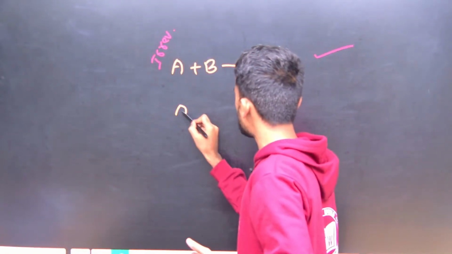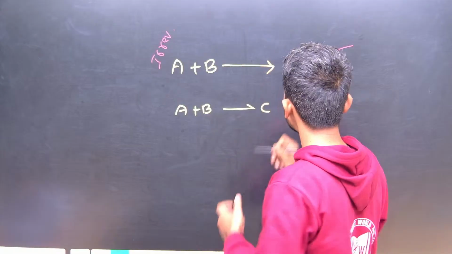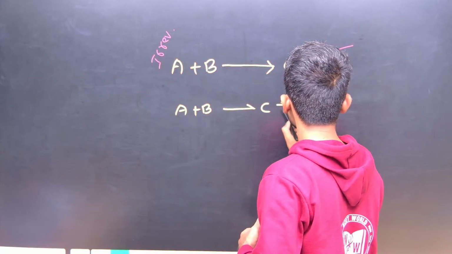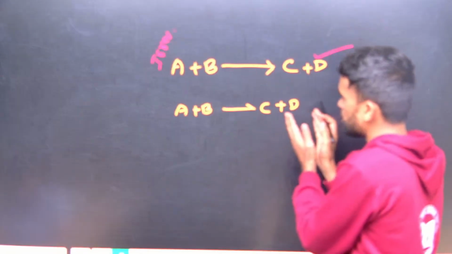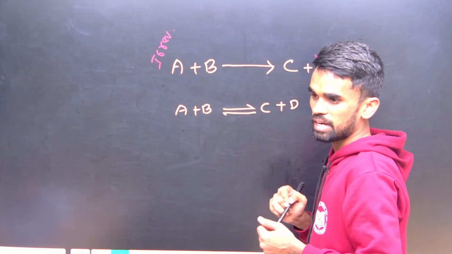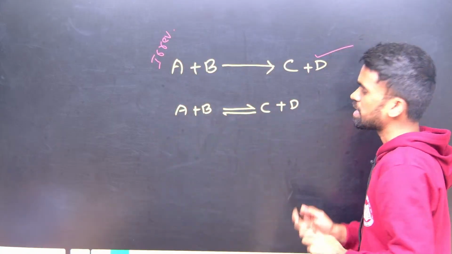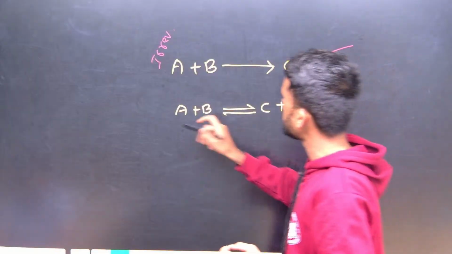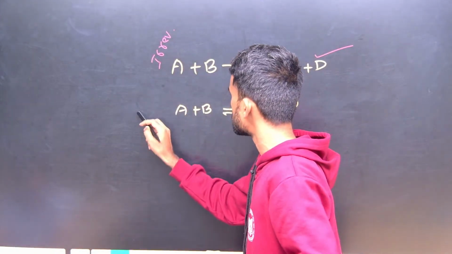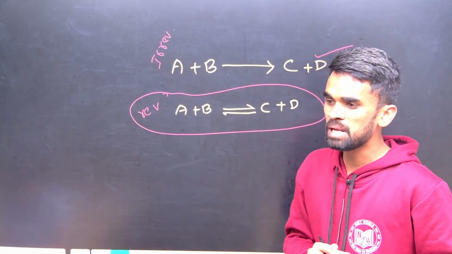Whereas in a reversible reaction, when A plus B are combining, we might get C plus D as the products. Now what happens is, whatever products are formed will recombine to form the reactants again. It means the reaction is going backward also. So equilibrium will be possible only in reversible reactions. Equilibrium exists only in reversible reactions.